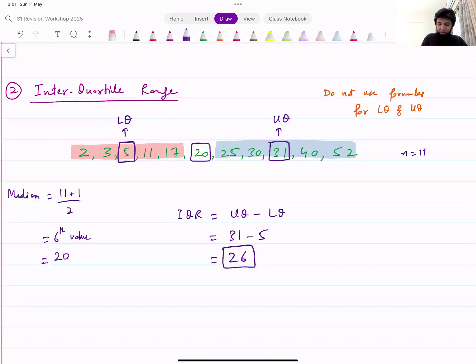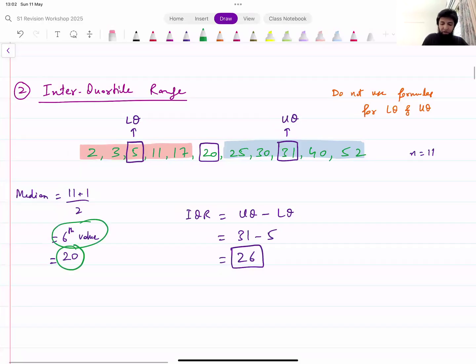Let's say you've got this ungrouped data like this. These are 11 values in total. First of all, for finding interquartile range, you find the position of the median. Where is the median going to be in this? 11 plus 1 over 2, that's the sixth value, that's 20. 20 is the median, so this value is the median in the middle.